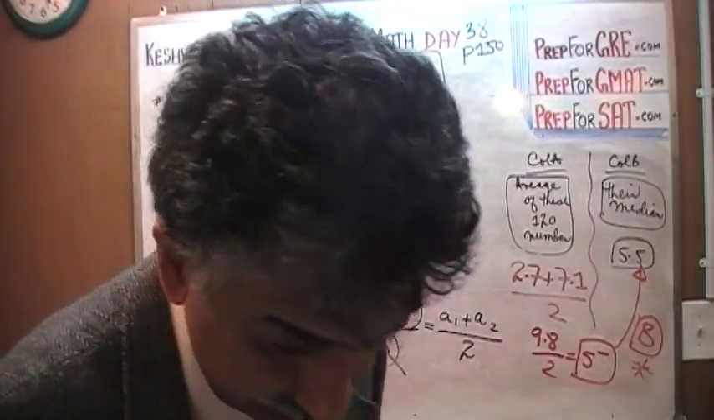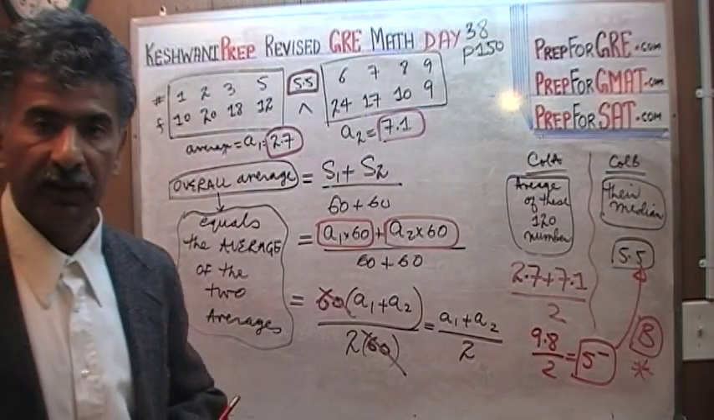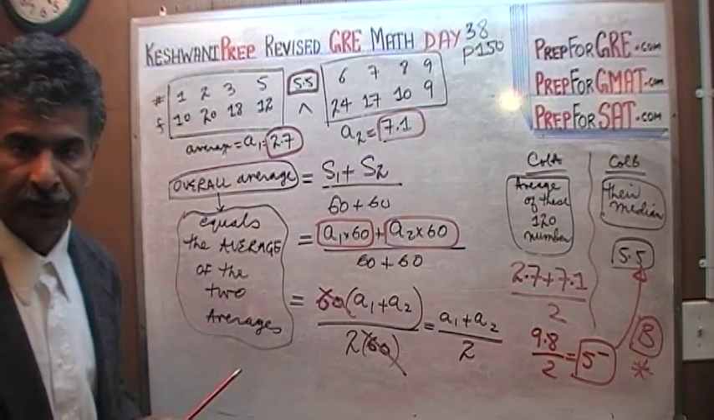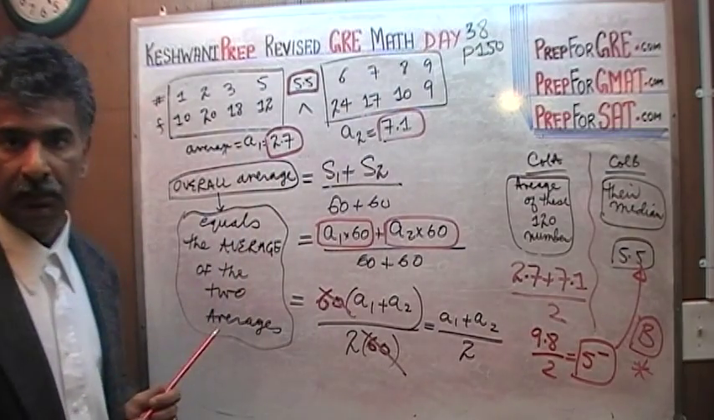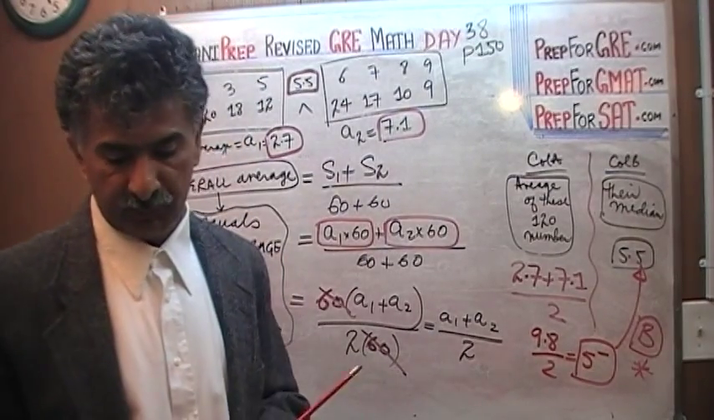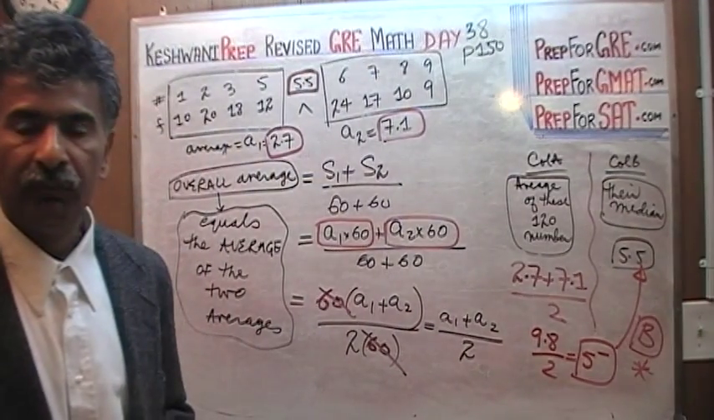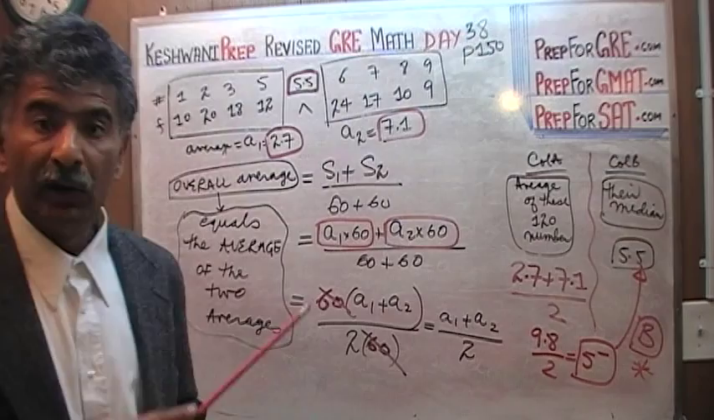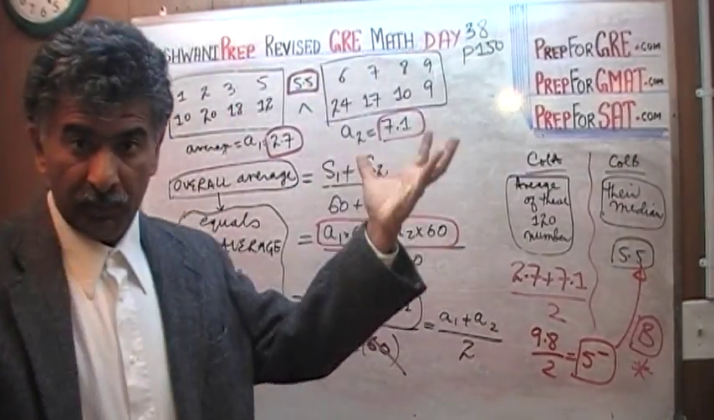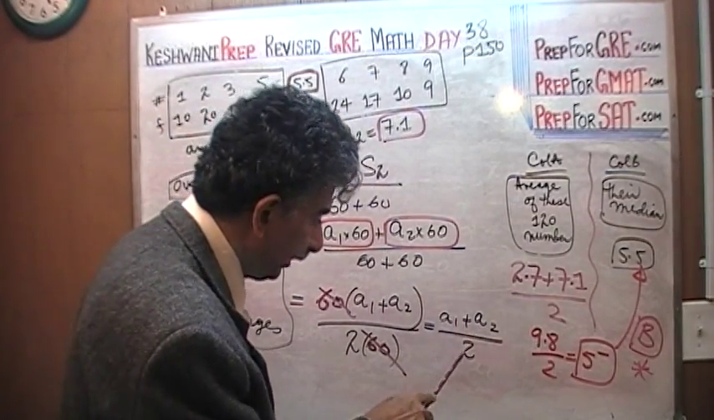Now I could have very easily skipped all this explanation that I did for the last 10 minutes and simply told you that the overall average of 120 numbers is simply the average of these two averages. Anybody could have done that, but then you might wonder, why is that? I wanted to satisfy your curiosity. Right here is the proof that the overall average of the two groups combined, in other words, of all the 120 numbers, is simply the average of the two averages. You add up the two averages and you divide by 2.